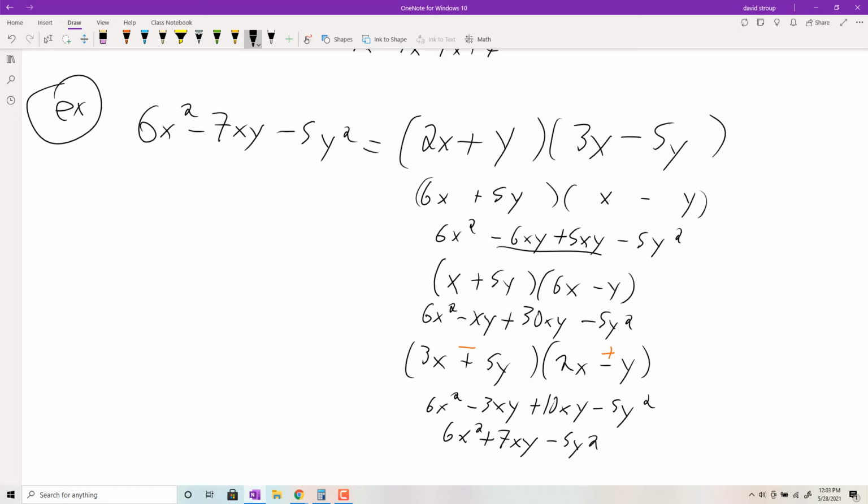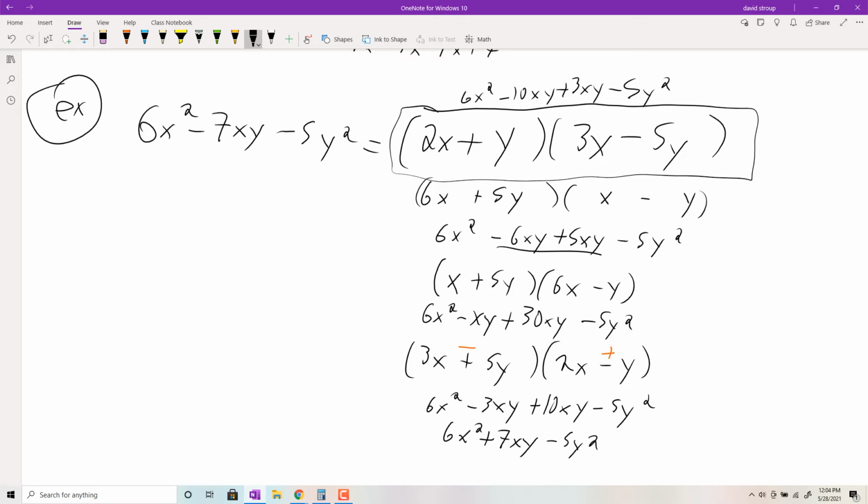And we could check that. It'll be 6x squared first, outer, minus 10xy, inner, it's 3xy, and then last, minus 5y squared. Okay, and yeah, that works. So that's our factorization. It's a lot like breaking a code or breaking a lock of some sort.